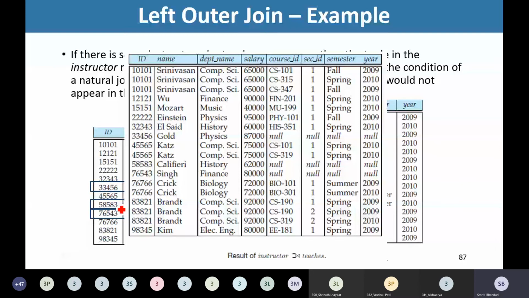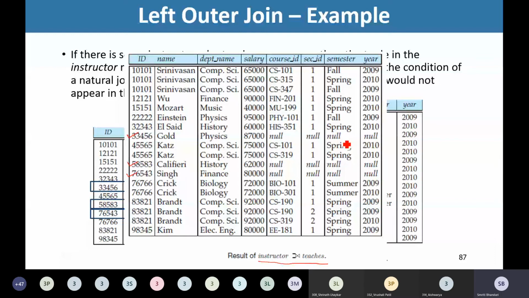So in the earlier natural join operation, we were not having these IDs included in the result. But now, whenever we are making use of instructor left outer join teaches, the tuples that are not having the matching tuples in the right hand side relation will be added. So this tuple with ID 33456 is being added here. 58583 is being added here. 76543 is also being added, right?